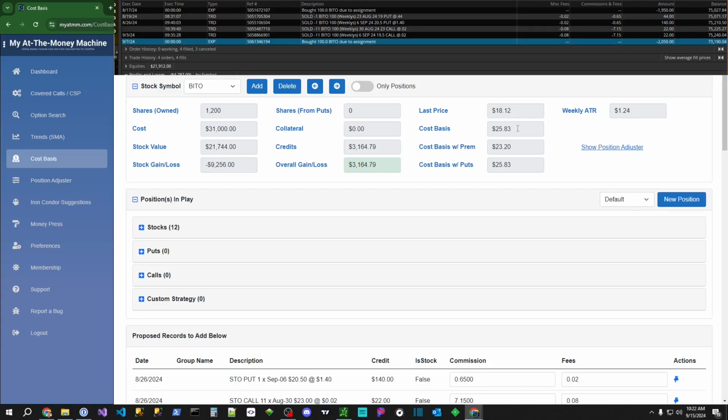Our cost basis is sitting at $25.83, and that's just with the dollar cost averaging. If we include all the premiums we received, we're sitting at $23.20. So overall, we're still net at a loss here, but we're going to keep on doing what we've been doing. We're going to look to sell covered calls on the 1,200 shares that we own, and we are going to look to run a cash secured put again on this. So let's jump over to Thinkorswim and look for those positions.